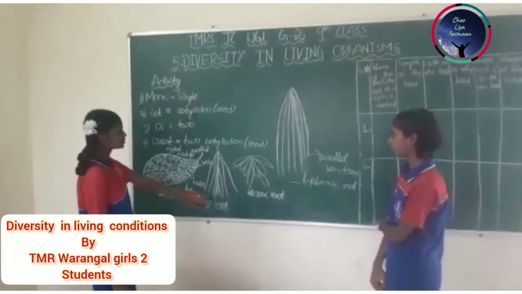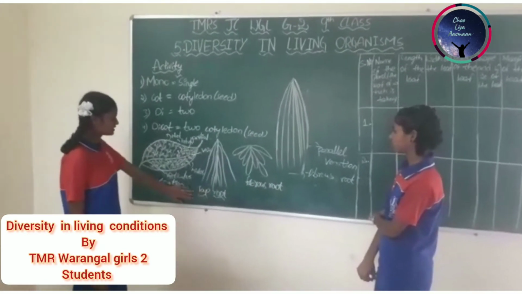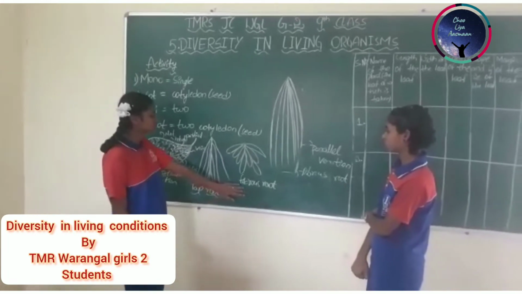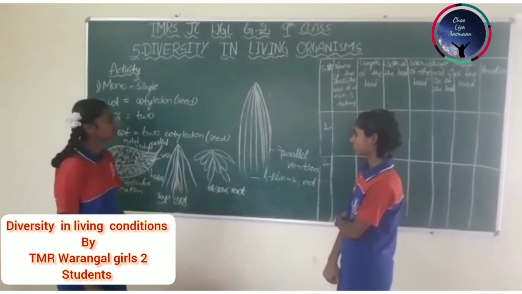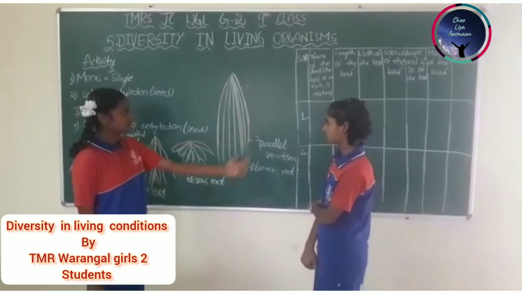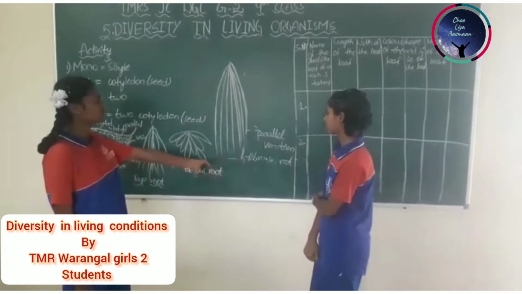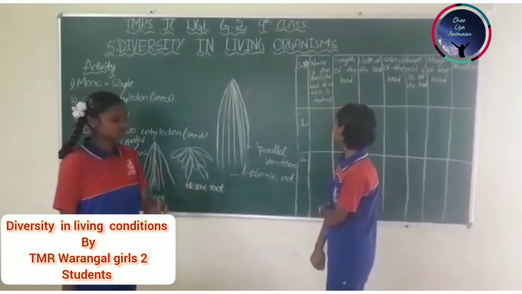There are two different types of roots. The taproot consists of this structure. The fibrous root consists of these structures. Now we are going to tell about the examples. First, the parallel venation example, which my friend Lakshmi introduced for you.